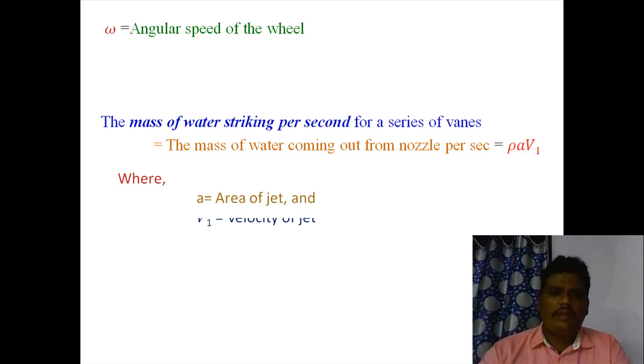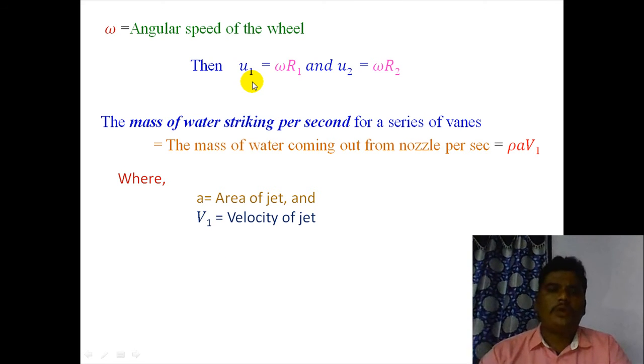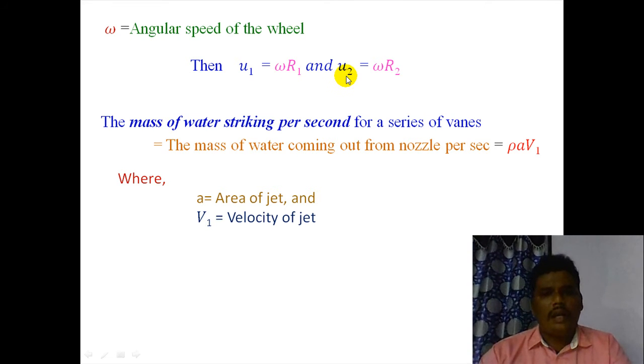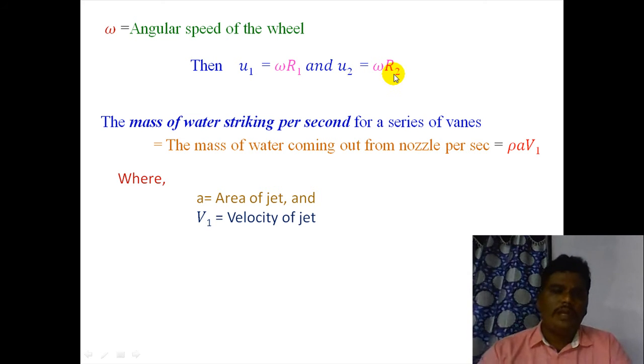Omega is the angular velocity of the wheel. In order to find u1, the tangential velocity is equal to omega multiplied by r1. At the outlet, u2 is equal to omega multiplied by r2.